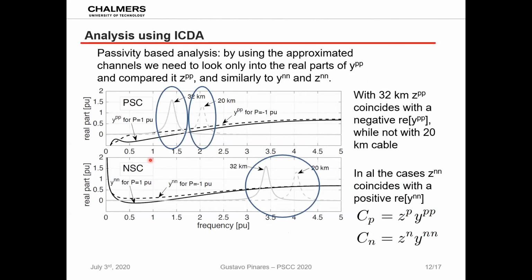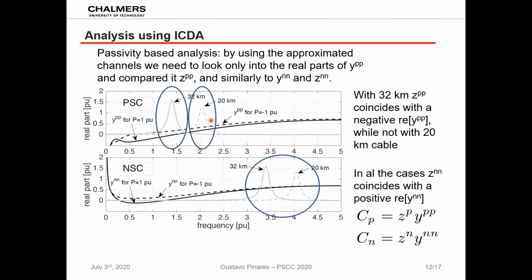So how can we use the independent channel design? What is the advantage? In this case, we can use, for example, the passivity-based approach. Here we have the real part of the converter admittance, which will be a conductance, for the positive sequence channel for powers of +1 and -1. When the converter is injecting power, we see that there is a negative conductance region. And when the converter is consuming power, we see that this region decreases quite a lot.